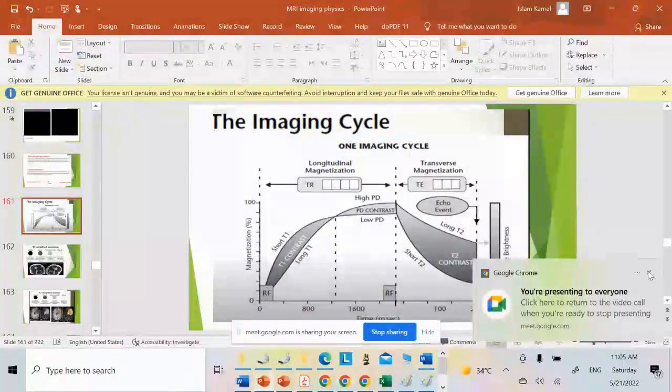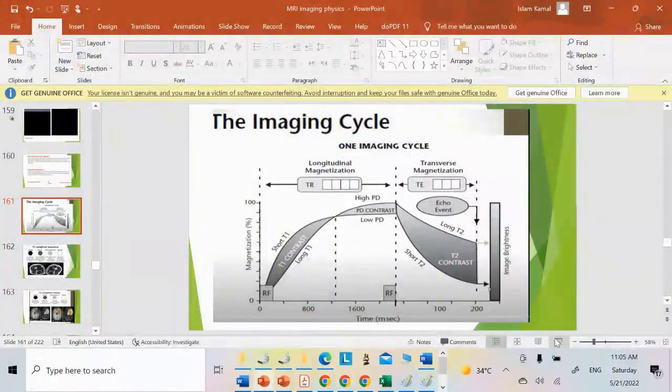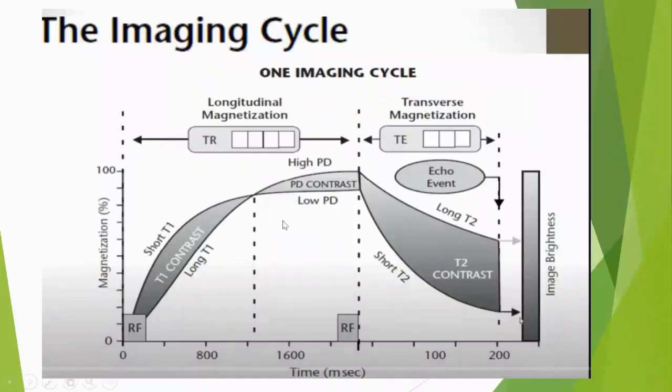T1, proton density, T2. We were talking about T1 with short TR and short TE. For T2, long TR and long TE. For proton density, it was long TR and short TE. We discussed why. I have a short TR, a short TE for T1. I have T2 with long TR, long TE. I have proton density with long TR and short TE, and we discussed why that is.